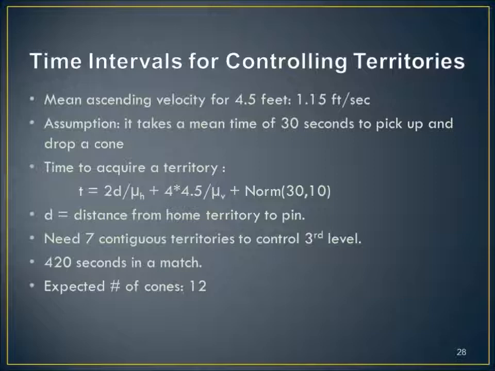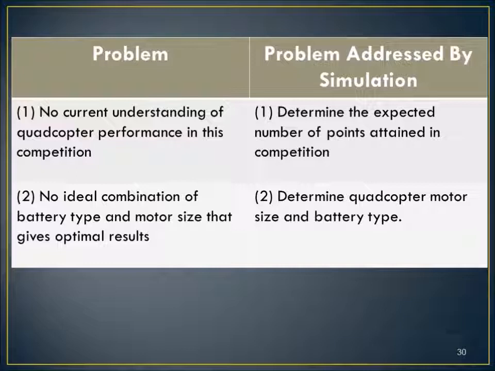Now we begin discussing the simulation, where we use our experimentally gathered data to model the time to acquire a territory using the equation shown below. The mu values represent random numbers chosen from our distributions. The first problem we're addressing is that there's no current understanding of how a quadcopter will perform in this competition, and also there's no ideal combination of battery type and motor size to give the optimal results. Those are the two problems we're trying to address in this simulation.